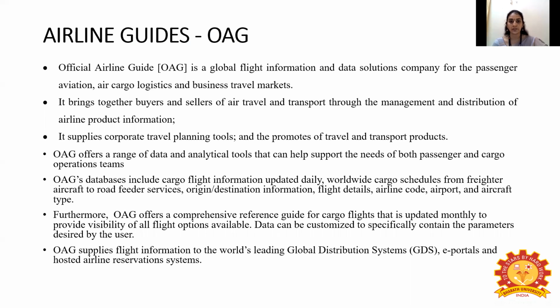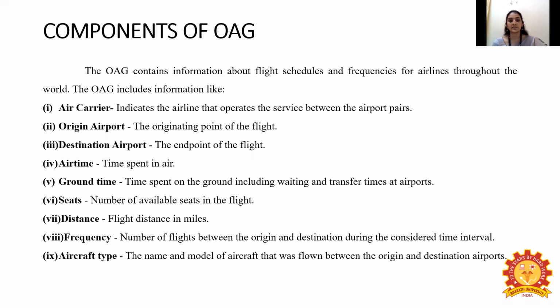The global distribution system, I think all of us are aware, is a modified form of the central reservation system. This official guide contains information about the following. First, the air carrier, which indicates the airline that operates a service between airports. Then the origin airport, which airport the journey starts from, the destination point, and the duration, the time spent. This helps the passenger, the agent, and the airline make sure the exact duration of travel is mentioned.